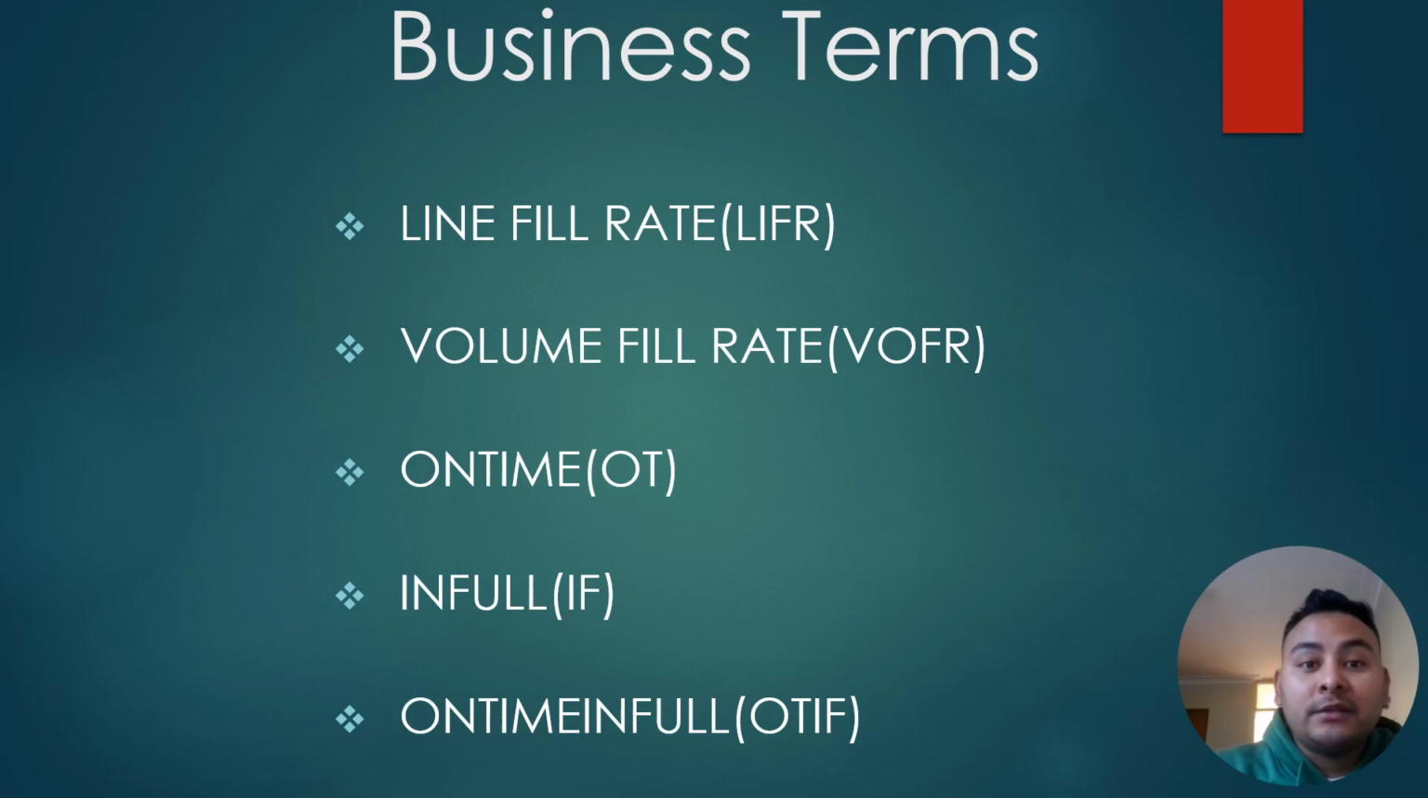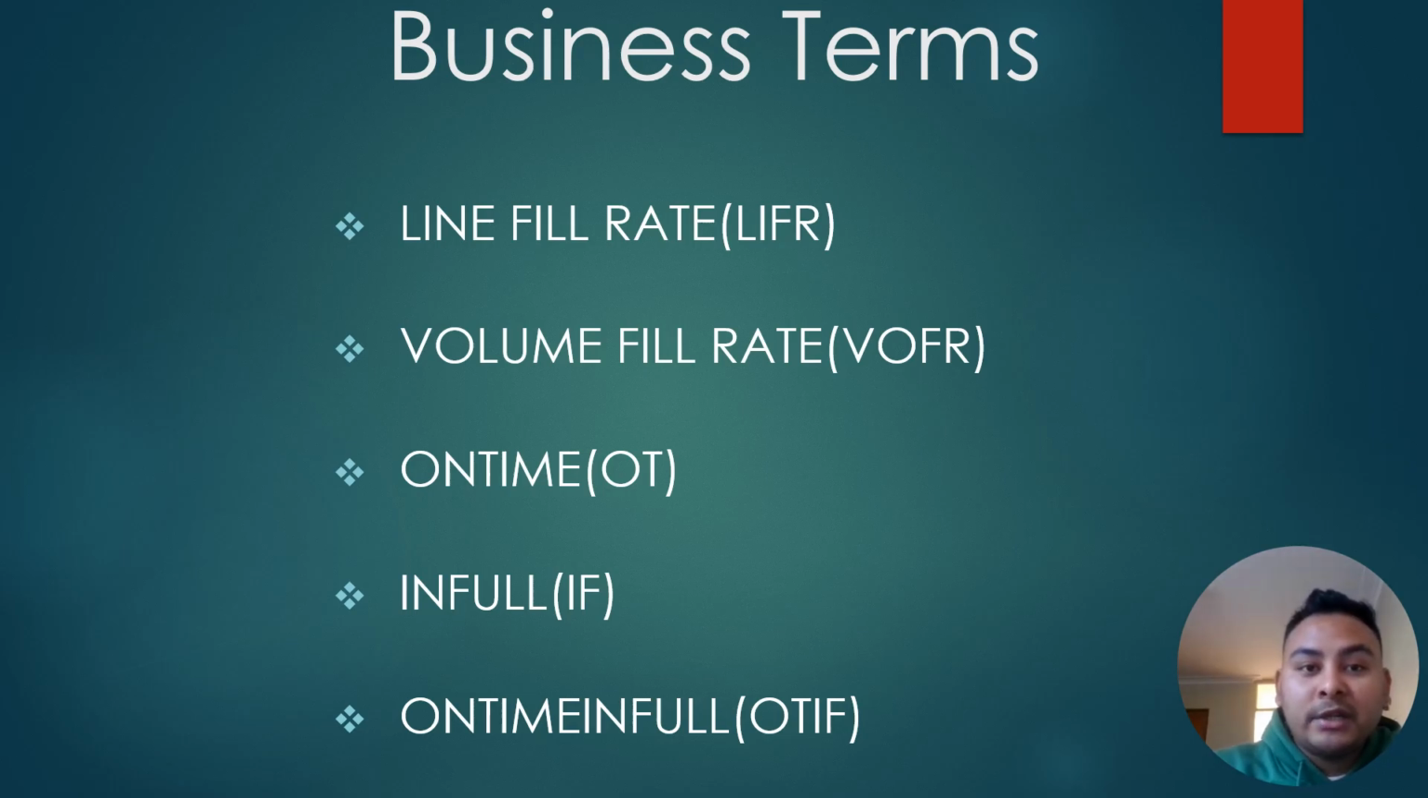To understand my analysis more deeply and clearly, you have to understand business terms as well. I have five major business terms, and those are line fill rate, volume fill rate, on time in full. So line fill rate, which is LIFR, is basically the total number of unique products, whether they have been shipped or not. It only cares about that. But volume fill rate cares about the quantity that has been shipped. It doesn't care about the unique products.